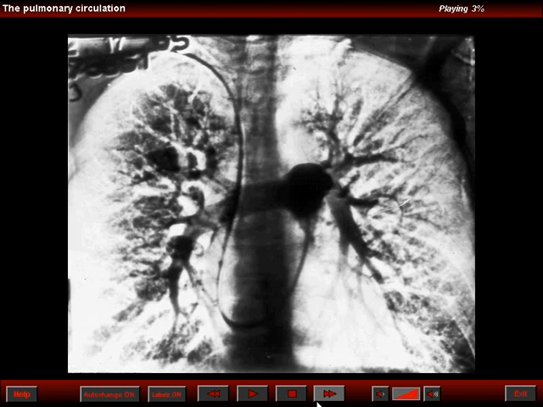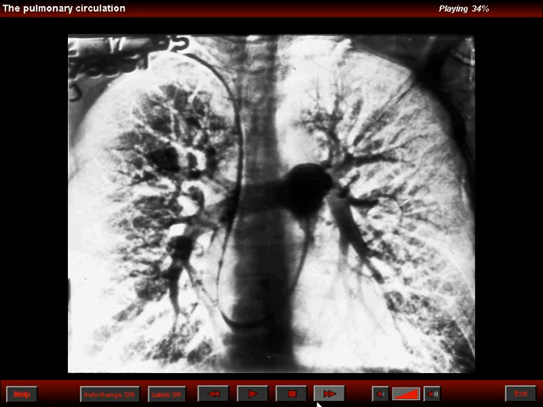In this angiogram, we can see the pulmonary arteries in black and the pulmonary veins in white. The totality of the lung becomes opacified, that is, the markings of the lung are filled by contrast, which is in either the pulmonary arteries or in the pulmonary veins.